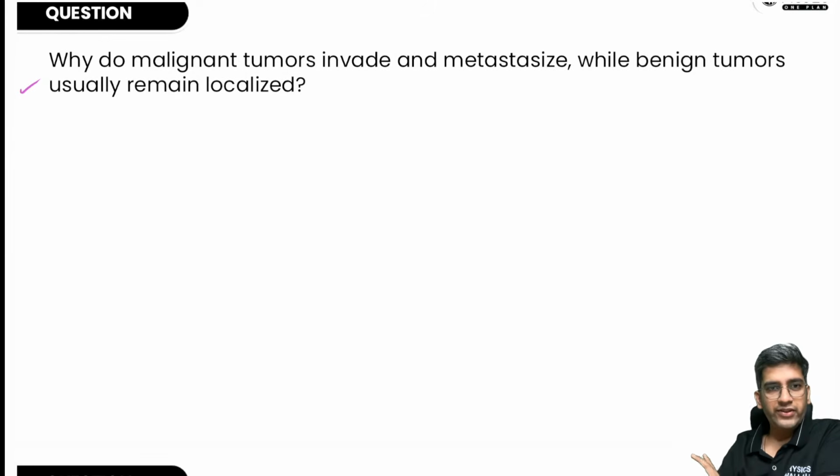There are two important things here. If you say two important things, that should be more than enough. But like I said, there are multiple reasons for everything. Why can malignant tumors invade and metastasize while benign tumors remain localized?